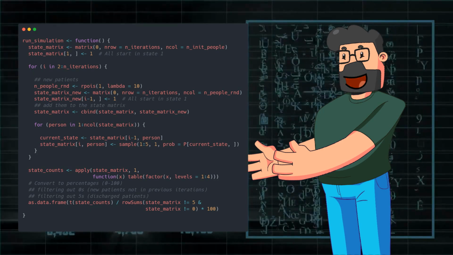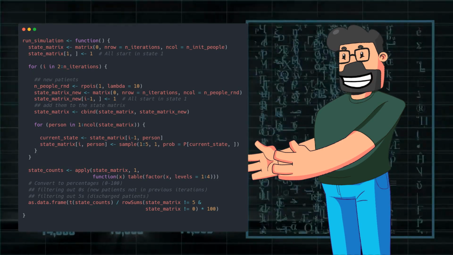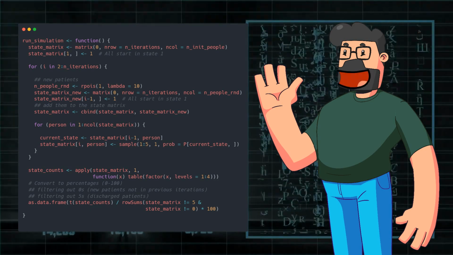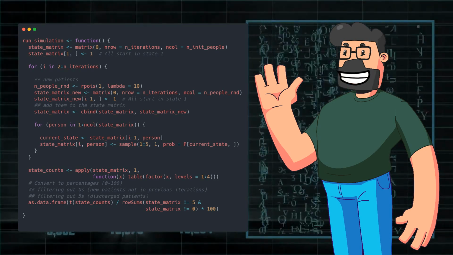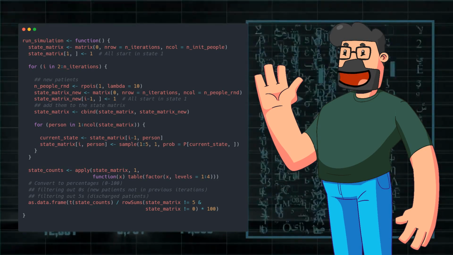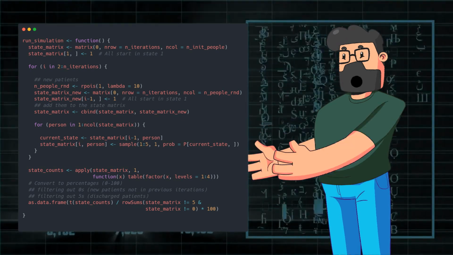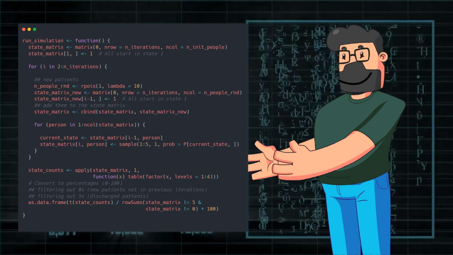It involves adding new patients at the beginning of each iteration, transitioning patients accordingly, and calculating the percentages for each state while filtering out new and discharged patients. This critical function ensures the simulation runs smoothly with all necessary adjustments.